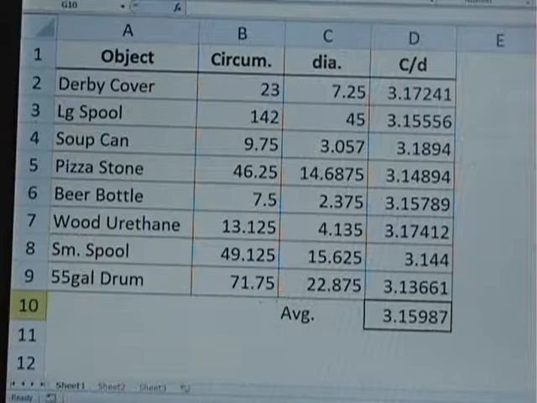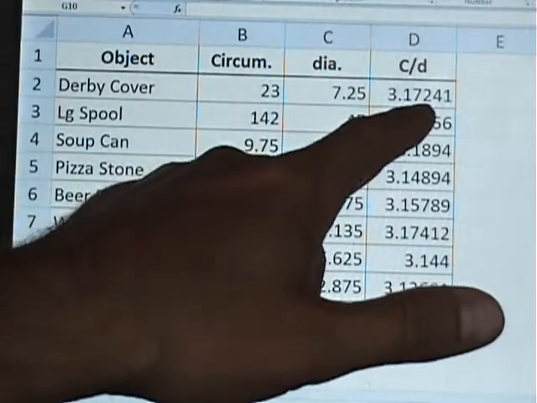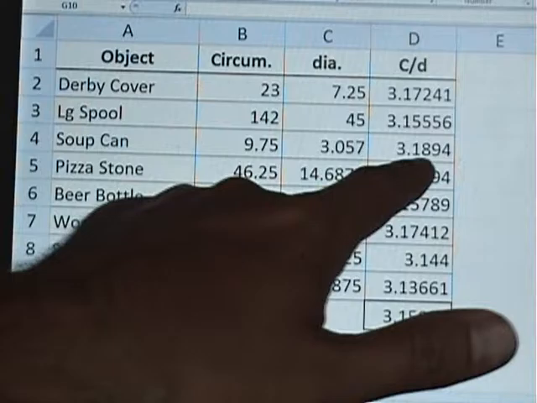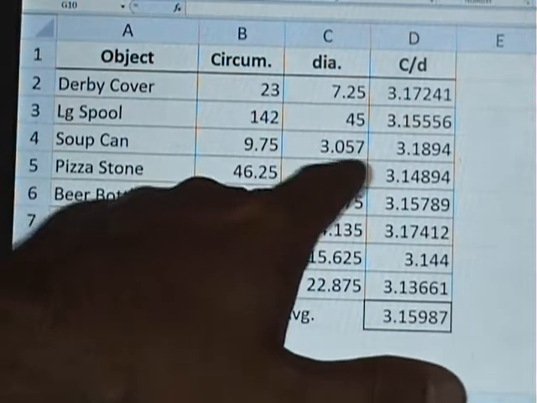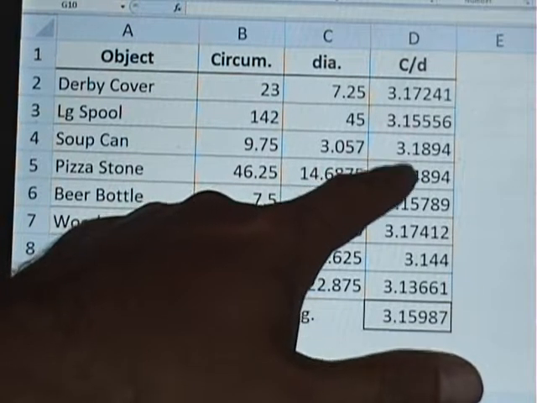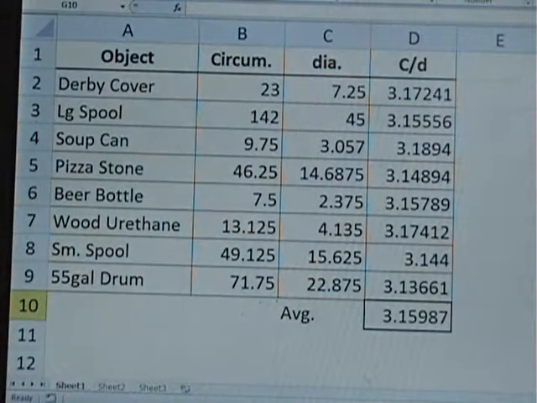Okay, were any of the ratios in the last column not close to 3.14, and if not, explain what might have happened? Well, things like this: the derby cover 3.17, the soup can 3.18. Those weren't close. Now, varying reasons. Again, the soup can may have been dropped, and it may be that it's a little bit out of round. It doesn't need to be perfectly round, but they're pretty close. It may have gotten bumped in transit, and it just so happens that where we measured across the top of the can was a little bit wider at that point.